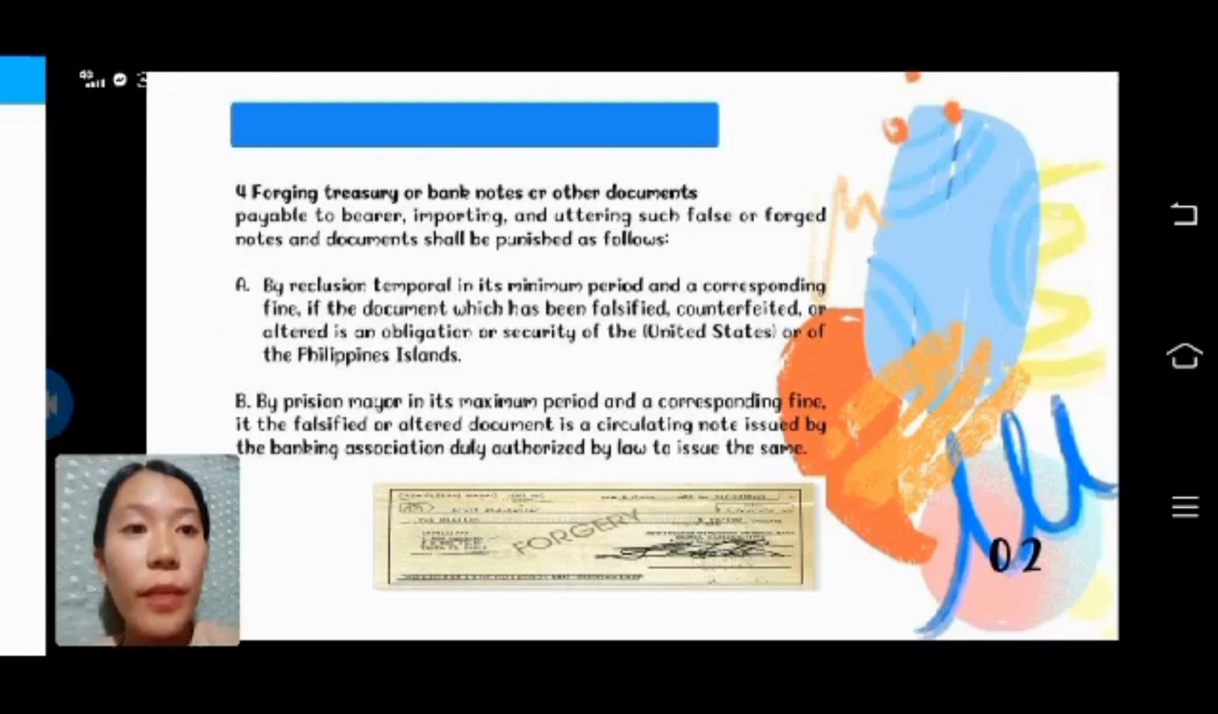If the document which has been falsified, counterfeited, or altered is an obligation or security of the Philippine Islands, the penalty is prison mayor in its maximum period and a corresponding fine, if the falsified or altered document is a circulating note issued by a banking association duly authorized by law to issue the same.